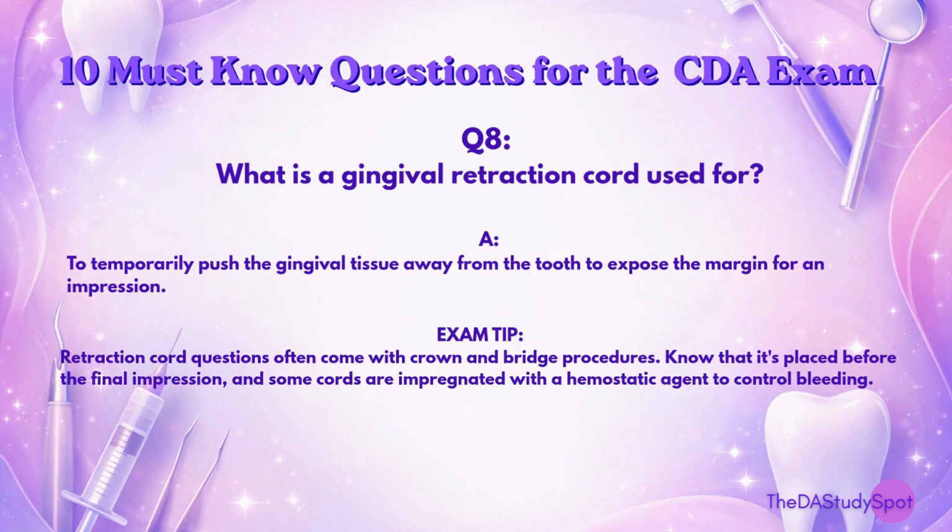Exam tip. Retraction cord questions often come with crown and bridge procedures. Note that it's placed before the final impression, and some cords are impregnated with a hemostatic agent to control bleeding.